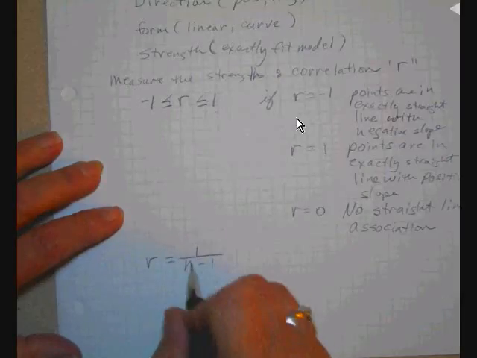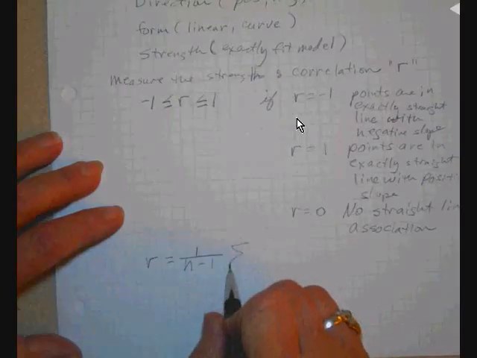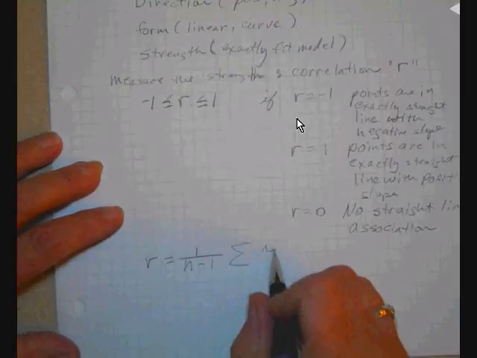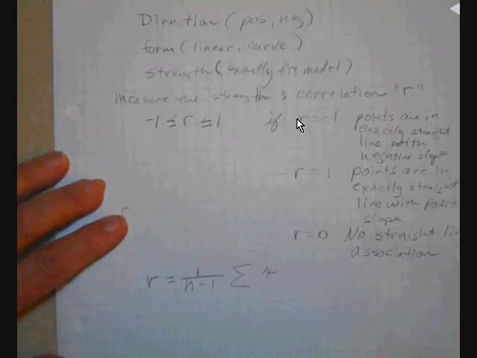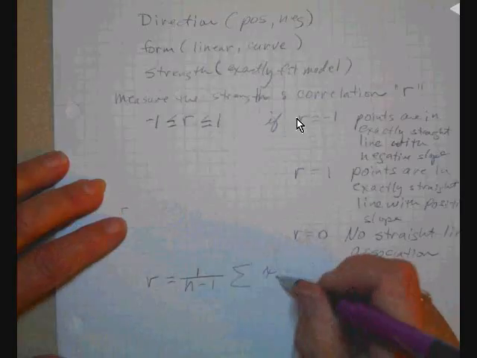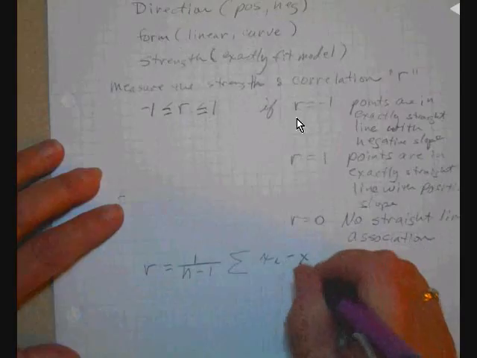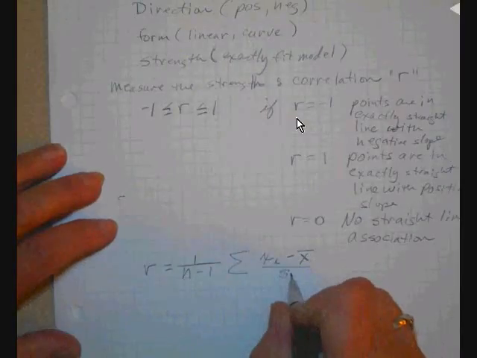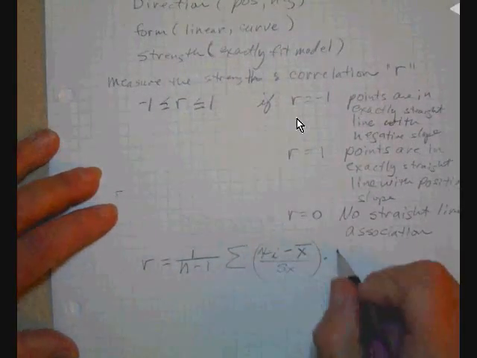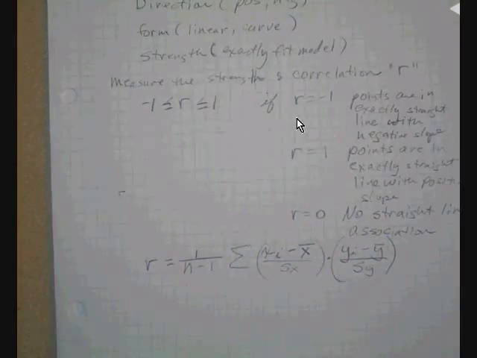All right. R is a number that is calculated. Formula: 1 over n minus 1 times the sum of each one of the numbers in my X list, I call that X sub i, minus the mean of the X list divided by the standard deviation of the X list, times each one of those numbers in the Y list of the responses minus the mean of the responses divided by the standard deviation of the responses. Okay? This is why we're doing a short list today.